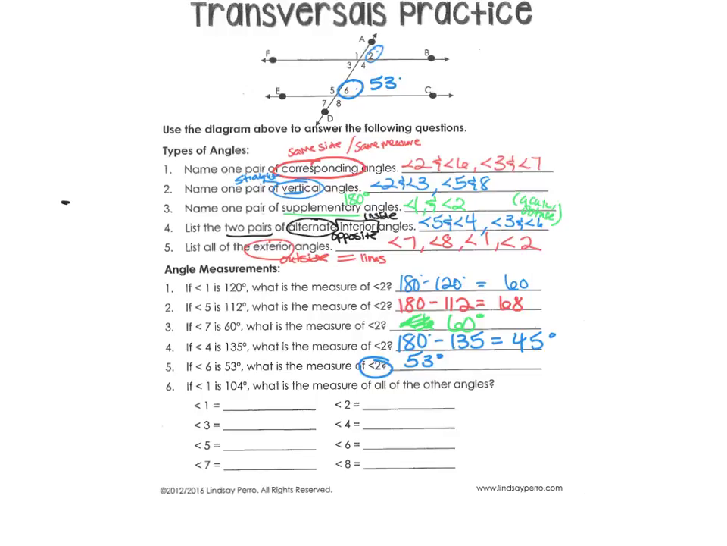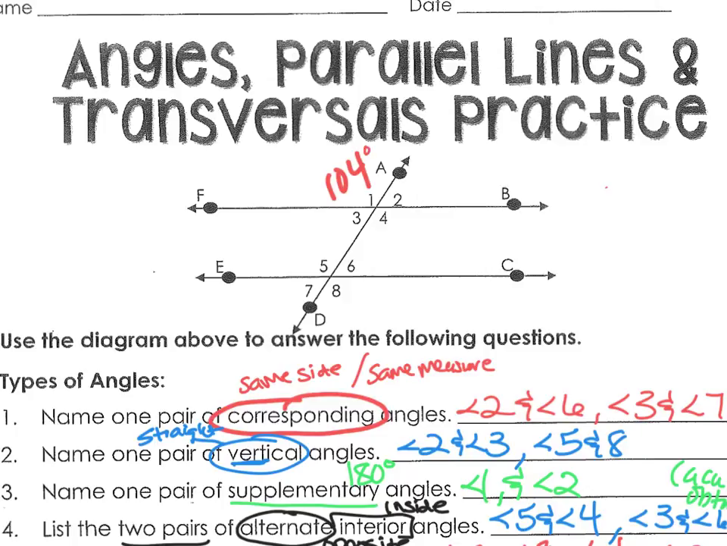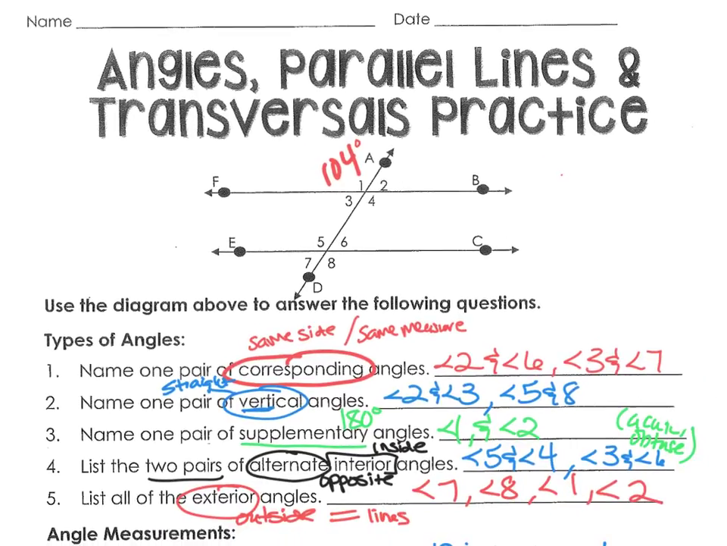Okay, this is going to look like your homework. Number 6 does. So if angle 1 is 104, what is the measure of all the other angles? So one thing you need to know, if you know one angle measure, you automatically know 3 others. So this is our obtuse angle, the corresponding side. So the same measurement on the same side of the transversal. So if we split that in half, that would be angle 5. So we know that angle 5 would be 104.